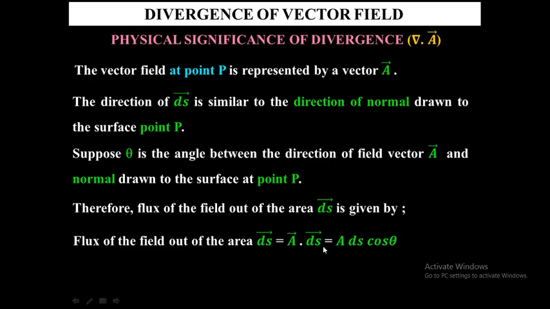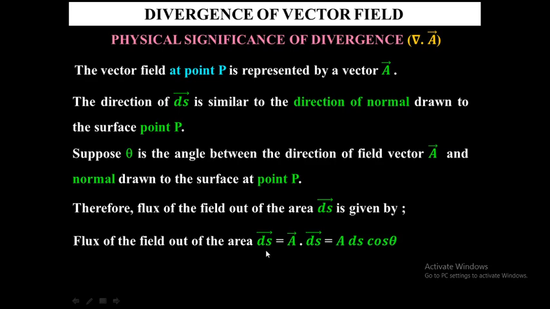By the definition of the dot product, the dot product of two vectors can be represented by the magnitudes of the two vectors and the cosine of the angle between them. So vector A dot ds vector is equal to A ds cos theta. This is the flux, or the field lines, out of the small area ds.